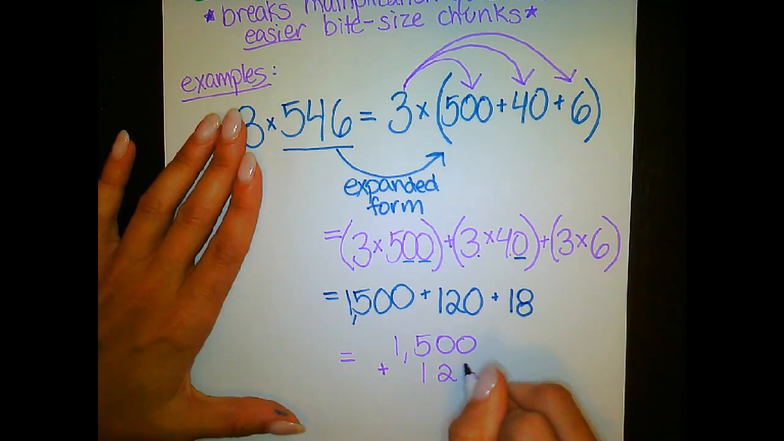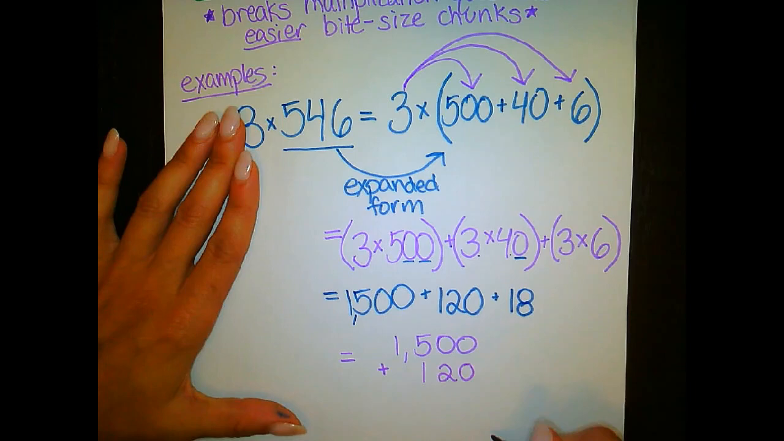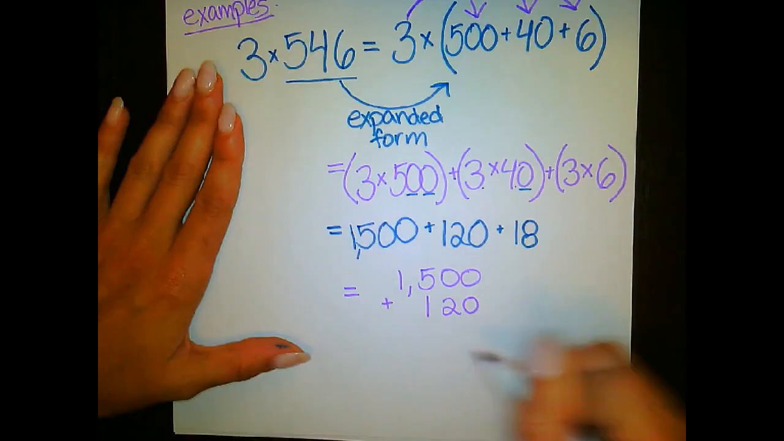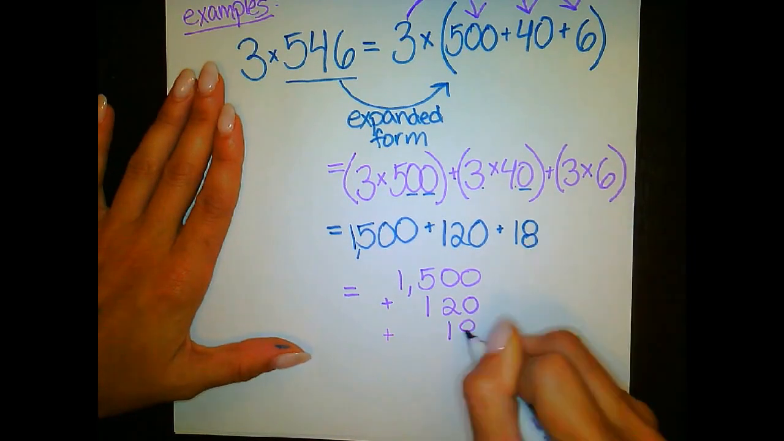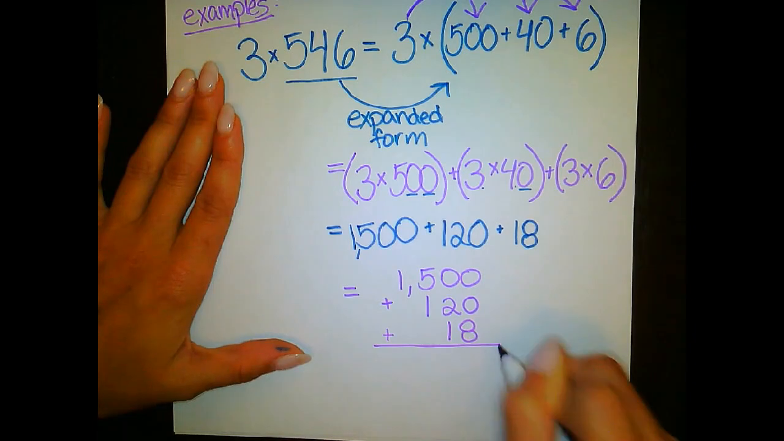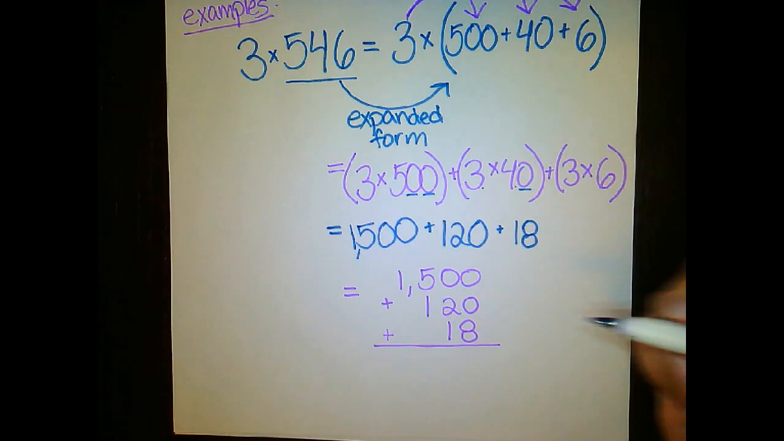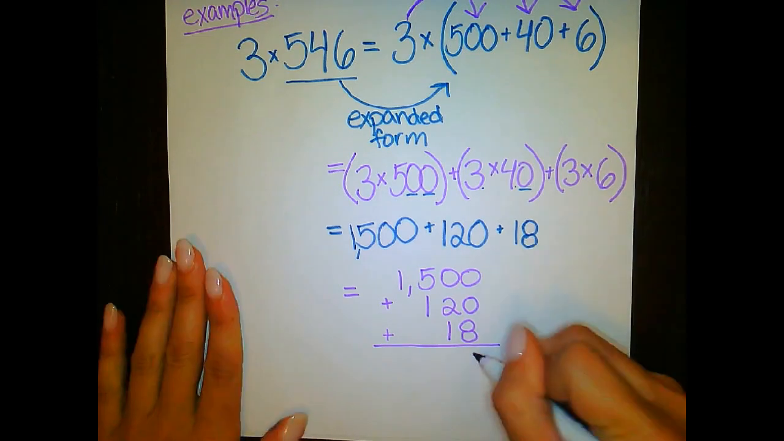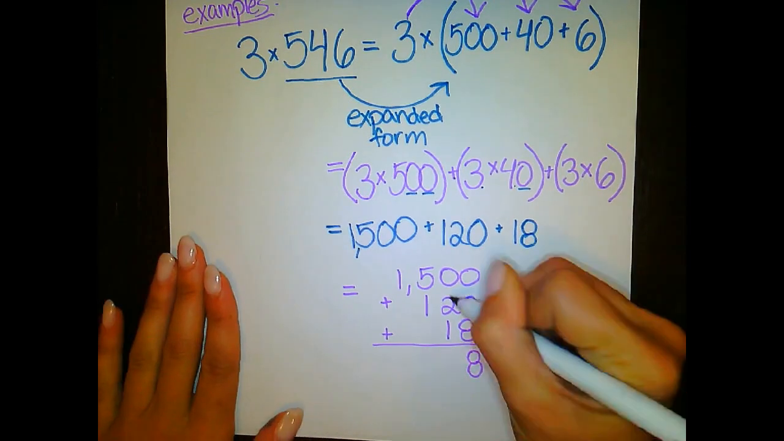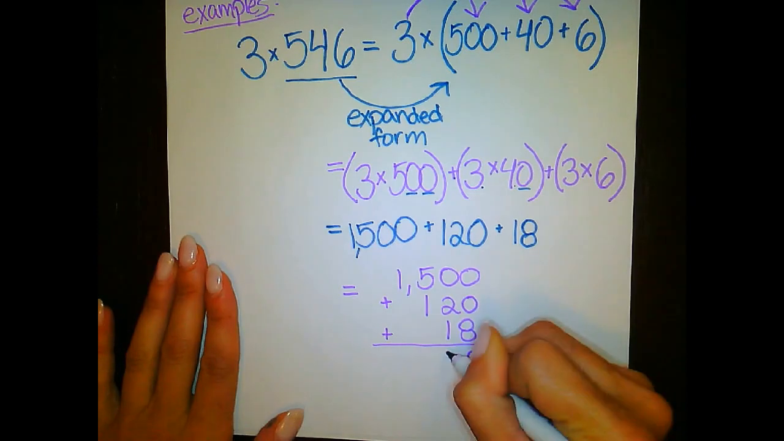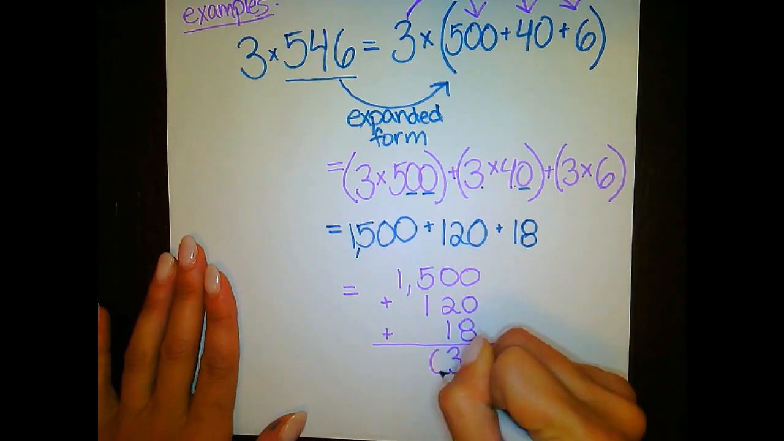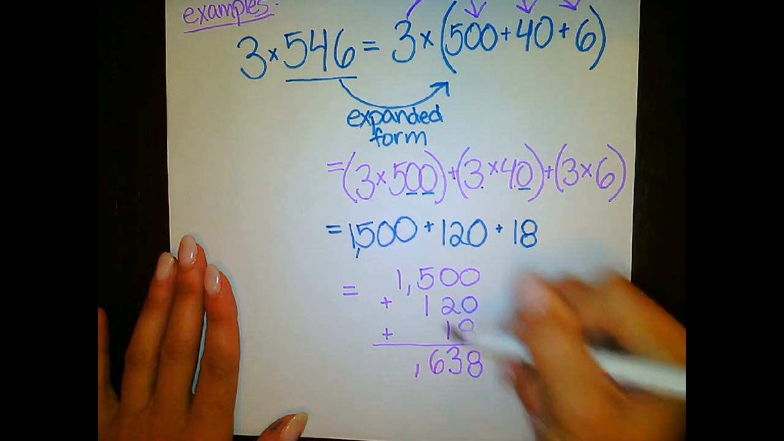And now that I've lined it up, I can add it up. So 0 plus 0 plus 8, 8. 2 plus 1, 3. 5 plus 1, 6. Bring down my comma and bring down my 1. So my final answer is 1,638.